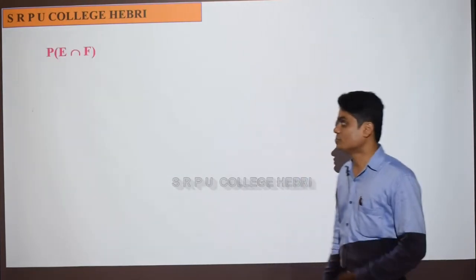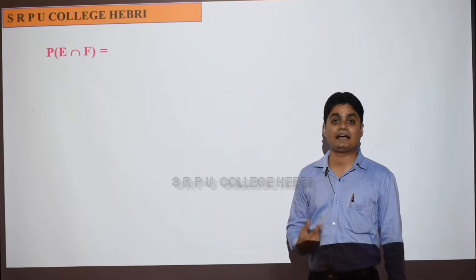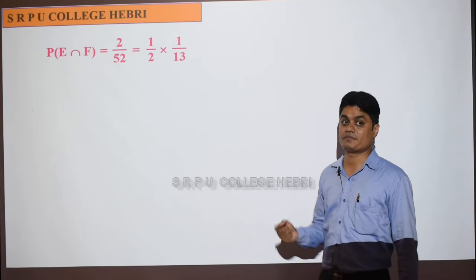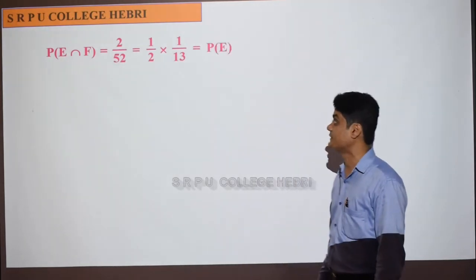Very good. So probability of E intersection F: black as well as king. How many black king cards are there? 2. So 2 by 52. Now we have to check whether this number is equal to the product of probability of E into probability of F. Is it true?